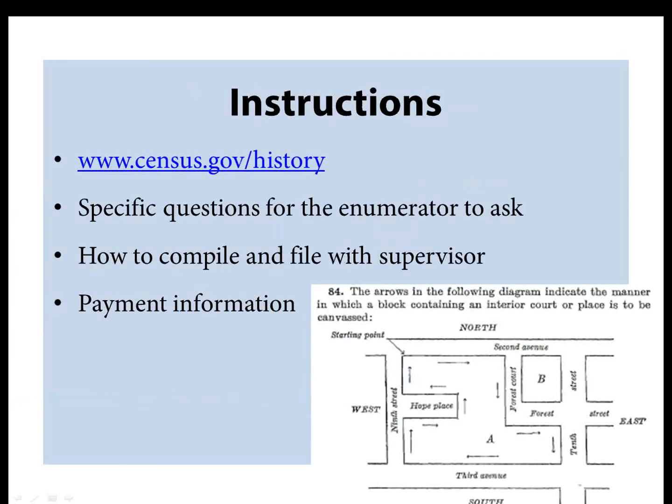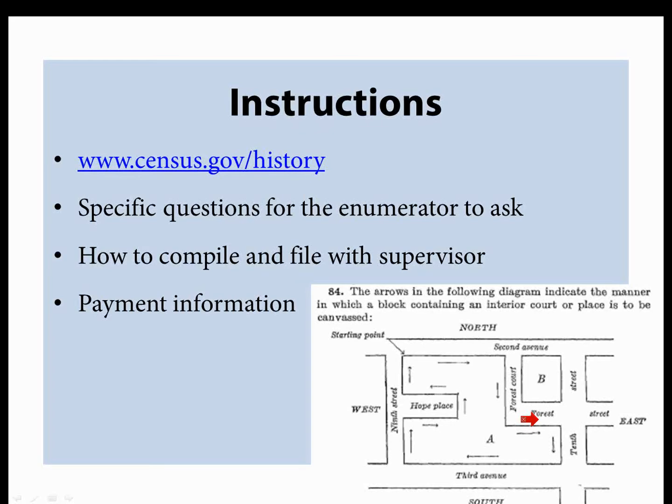Now they were also given specific instructions, the census enumerators, and in some cases that was literally how to walk down the street. So these are instructions for 1920 on how to walk down a city block. The starting point is here. They're going to go down 2nd Avenue, then down Forest Court, and then east down Forest Street. This is the way they should have walked around each of the blocks. So as long as the census taker was doing their job correctly, everyone should be enumerated. However, I'm sure you can all imagine that in some cases that did not happen.